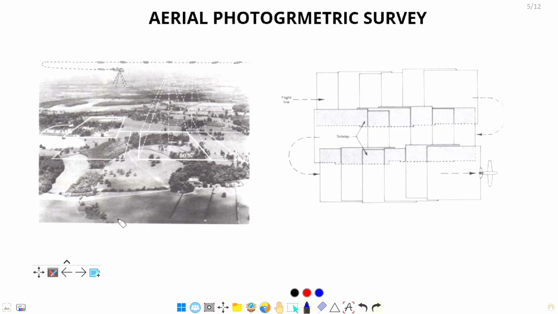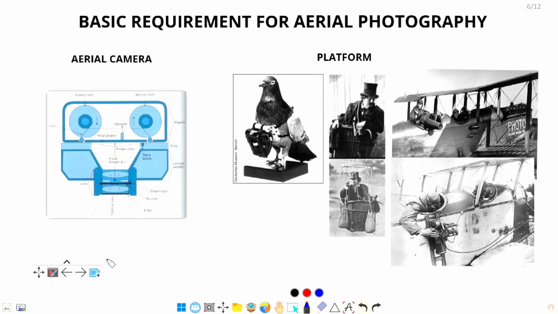Now moving to the aerial photographic survey, you can see here a flight is flying in this way, and then it came from this way and now it turns this way and keeps on capturing the photographs. Here it is also shown that the flight line is this. After capturing photographs, it turns back, keeps on capturing on this side and again turns back, and the whole area is being surveyed.